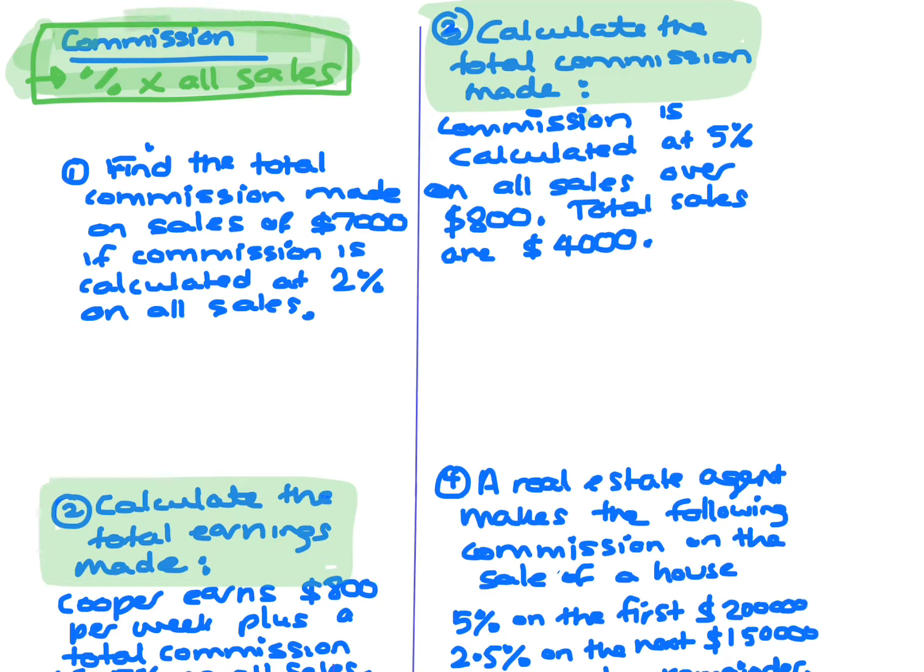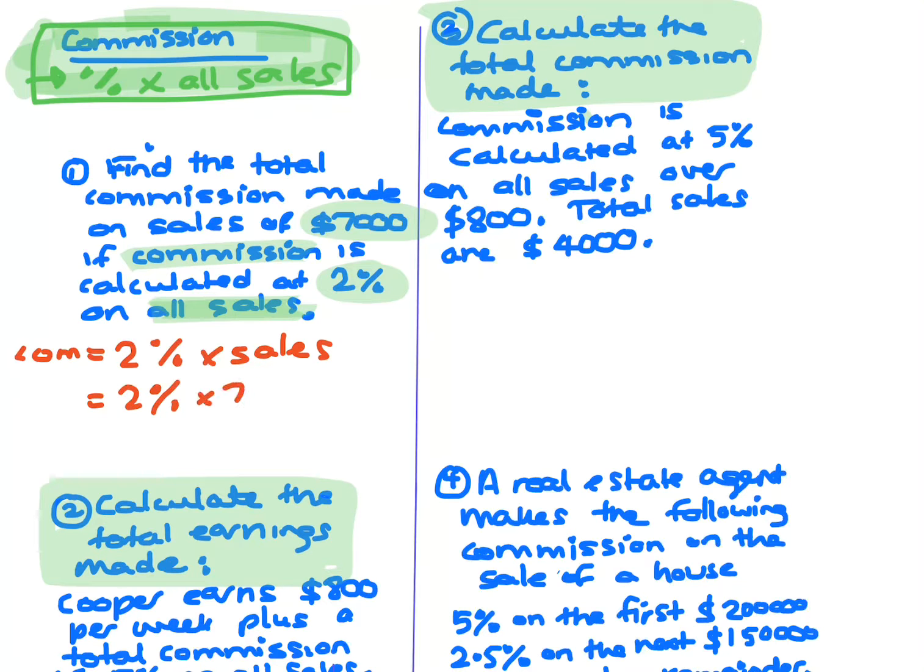All right, so let's look at this. Find the total commission made on sales of $7,000 if the commission is calculated at 2% of all of the sales. That means you just go 2% times the sales. That will be your commission. So 2% times the 7,000.